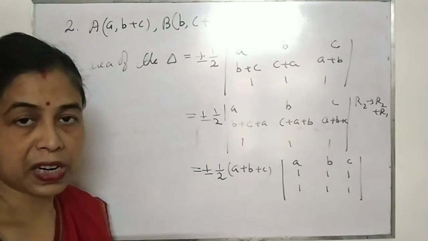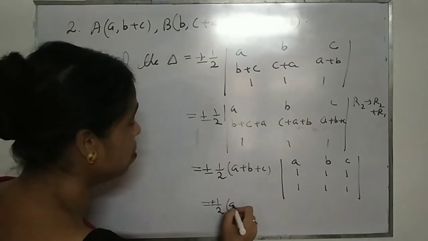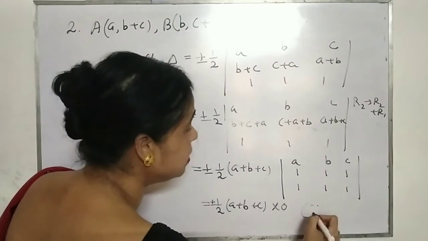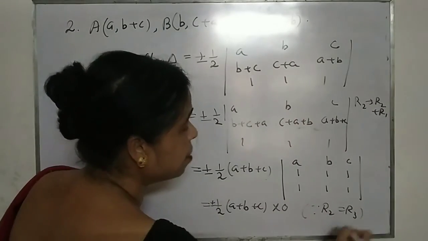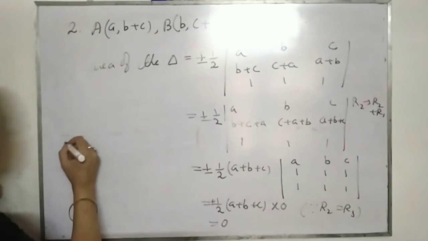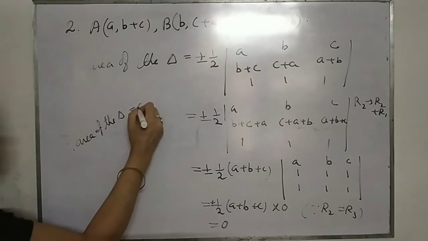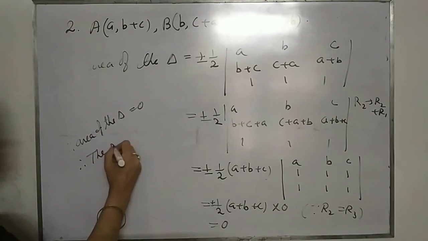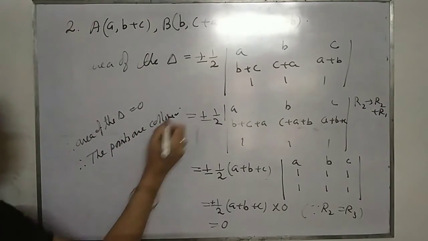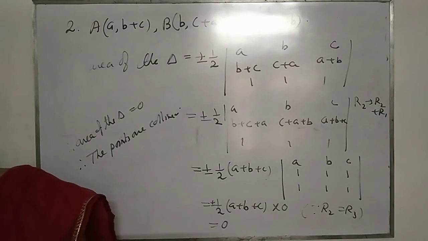Third property you can use. What is the property? If two rows or columns are identical, the value of the determinant will be equal to 0. So you may write down here this is 0. Why? Write the reason: R2 is equal to R3, and then we have got 0. So write the conclusion. Since the area of the triangle is equal to 0, the points are collinear. This is the conclusion. Hope you understand this solution.